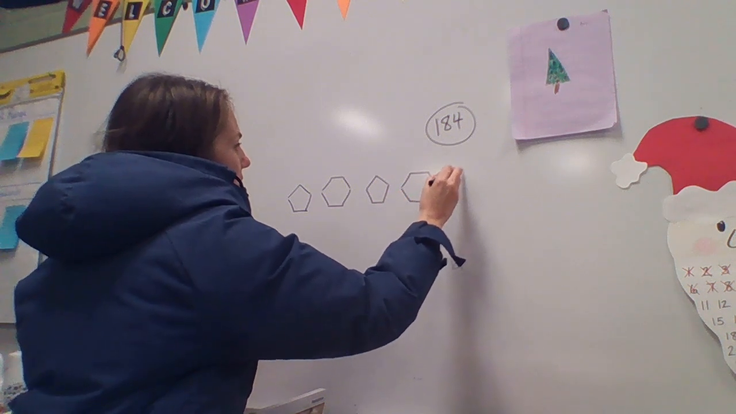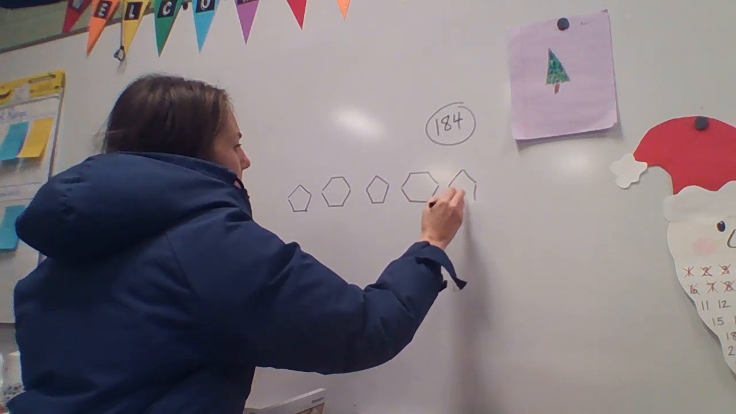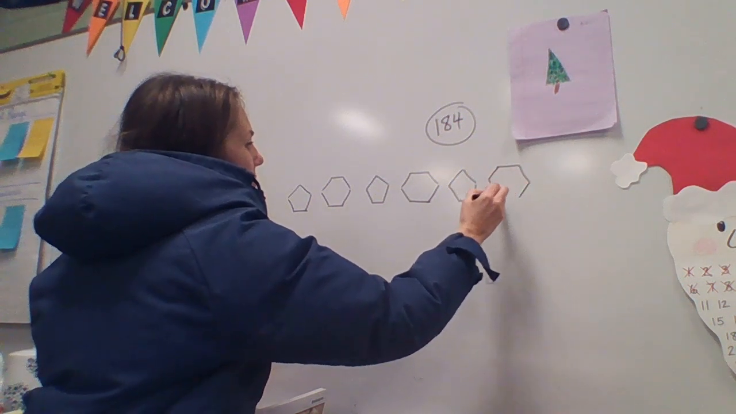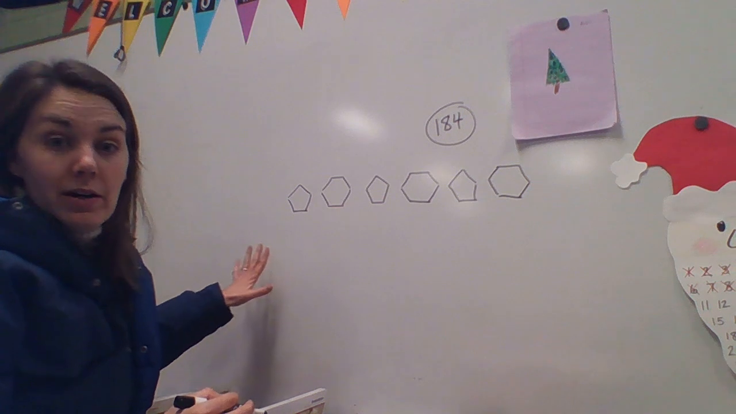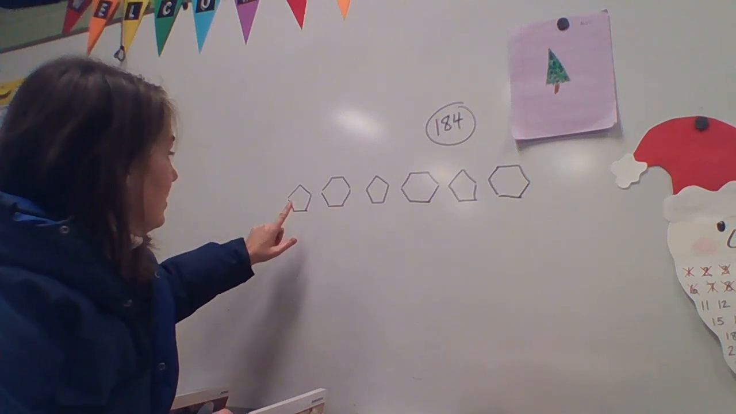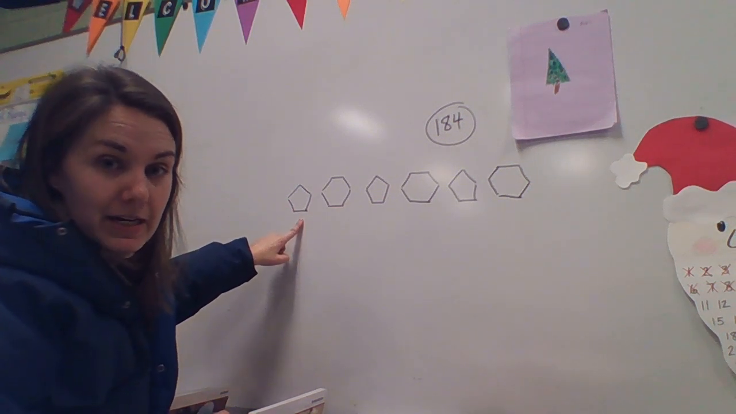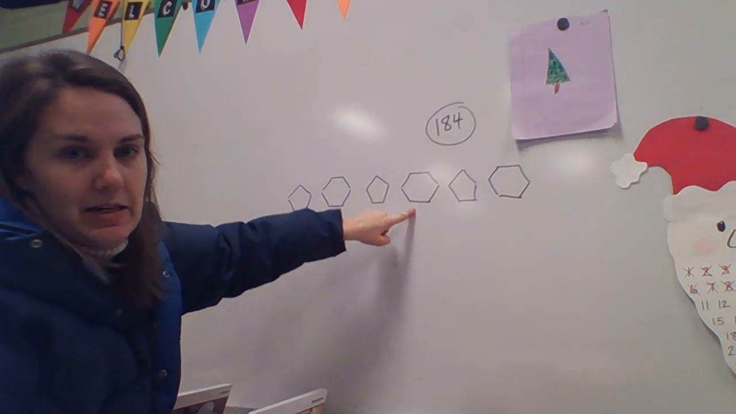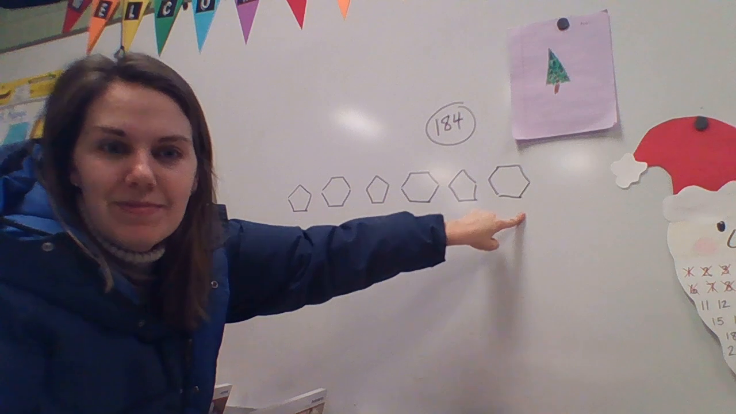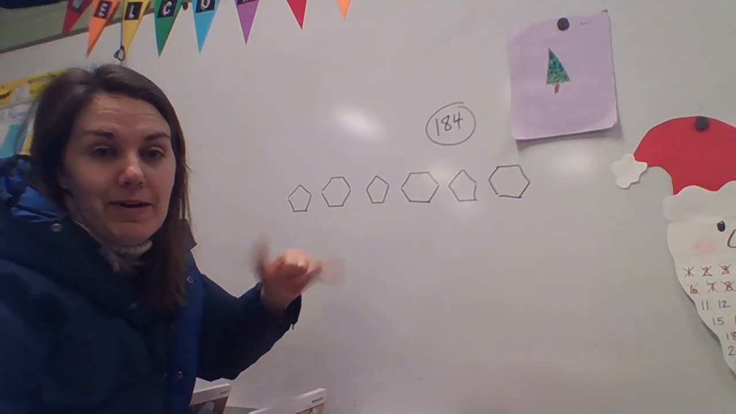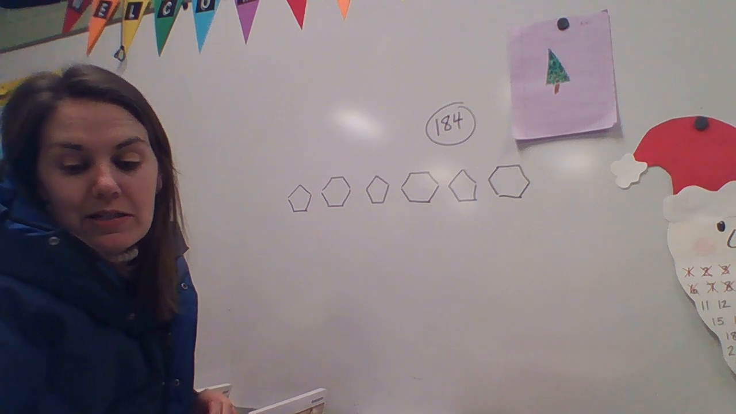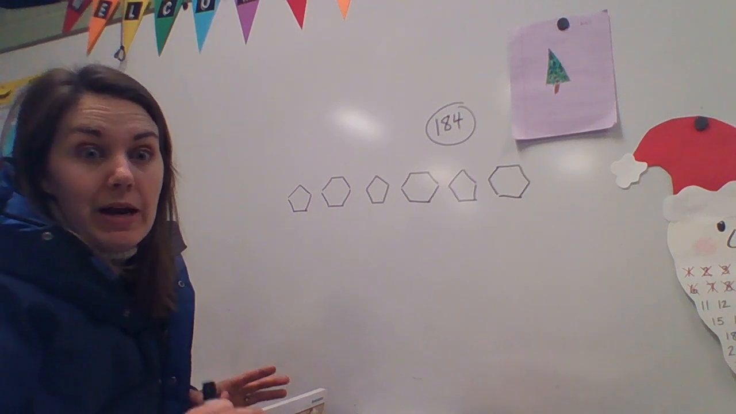Actually gave us hard shapes to draw for this problem. Okay, so here I have a pattern of five-sided shape, six-sided shape, five-sided shape, six-sided shape, five-sided shape, six-sided shape. I'm alternating the 5 and the 6 sides each time. So now the second part of the question says, describe the shape pattern in another way.